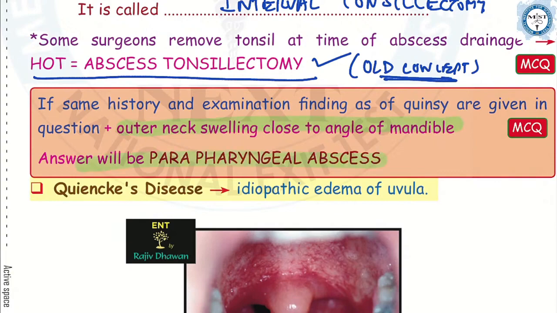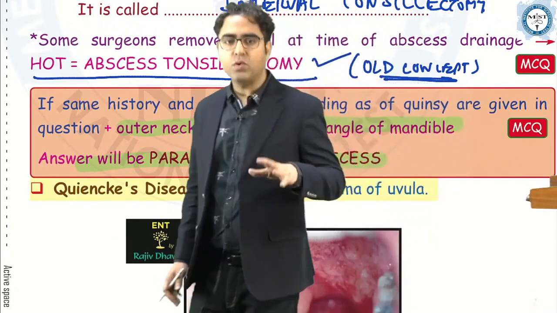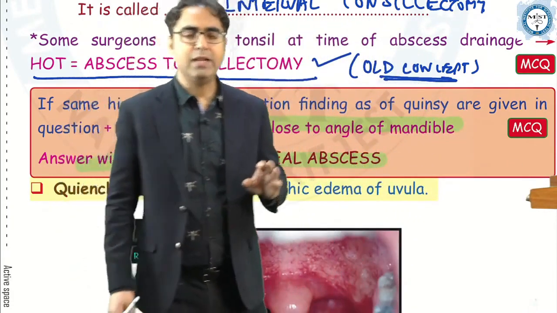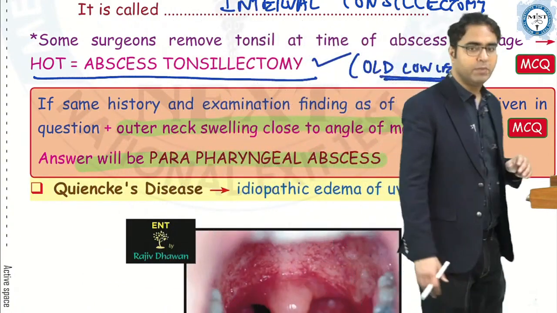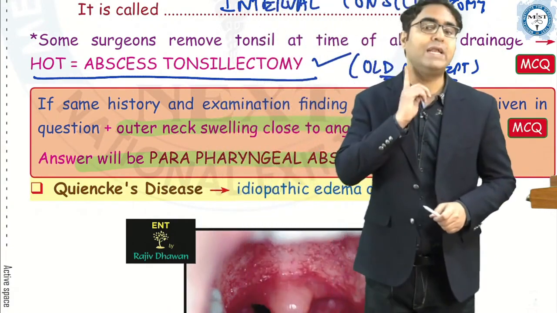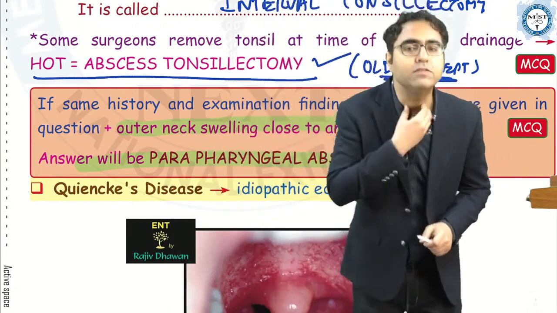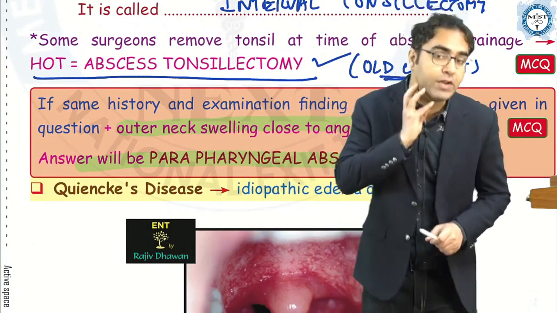Parapharyngeal abscess. Please understand this question. A Quinsy question will never have a neck swelling. But if a Quinsy-like question is given, and along with that it mentions there is an outer neck swelling close to the angle of the mandible, then the answer will be parapharyngeal abscess. What is parapharynx? Lateral to the pharynx. Parapharyngeal abscess.